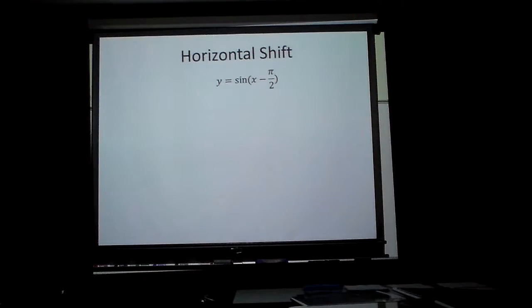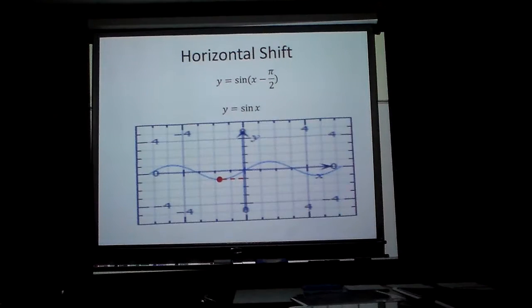Sine of x minus pi over 2. Well, the first thing I'm going to think of is the normal sine graph. And notice, if I'm thinking minus pi over 2, that would be this point right here. I have to move it over pi over 2. I'm going to notice I went to the left. I'm going to move that point over to the right, and it's going to start right there.